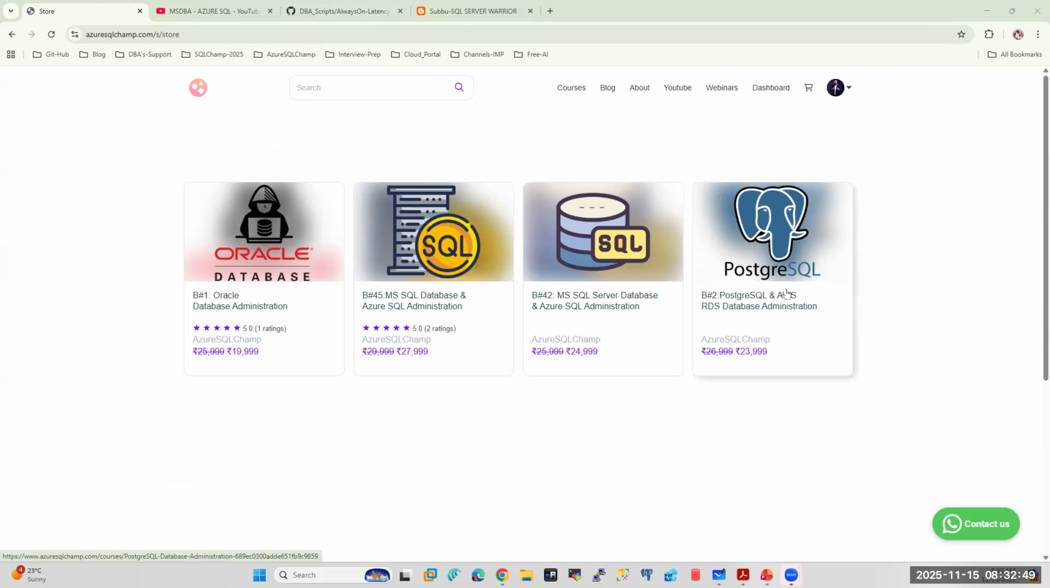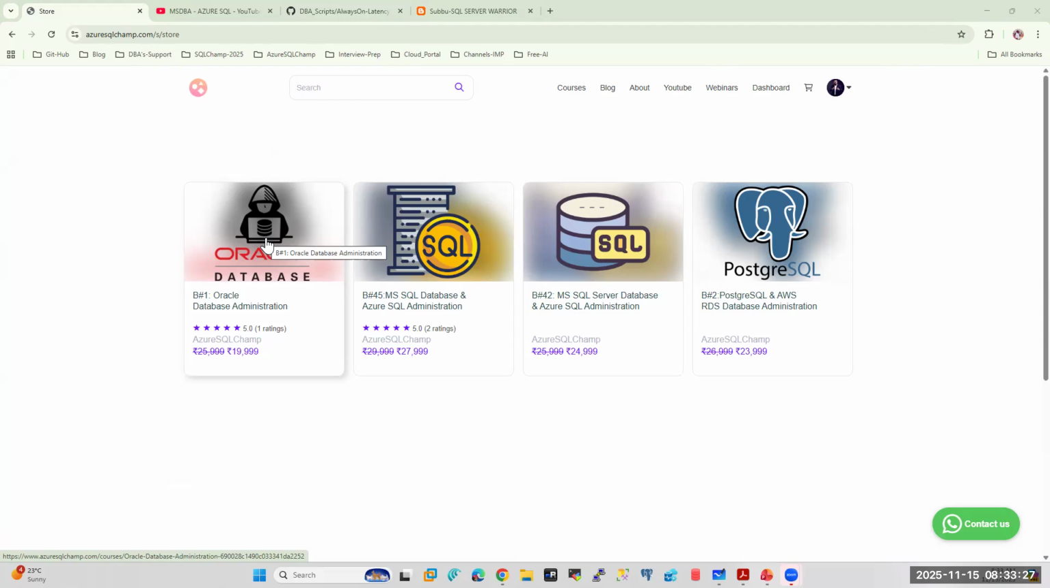As promised, we delivered three technologies this year. 2025 is one of the finest years for us. We delivered Postgres, we delivered MongoDB. From Monday onwards, Sai is delivering MongoDB, and we started the journey with Oracle. That's one good thing in the year 2025. In 2026, definitely we'll come up with Power BI, Fabric, ADF. These technologies will also come in 2026.